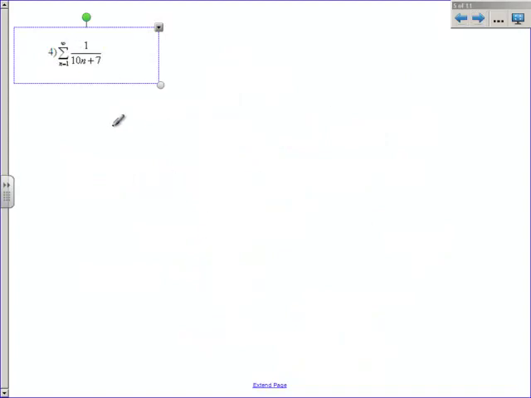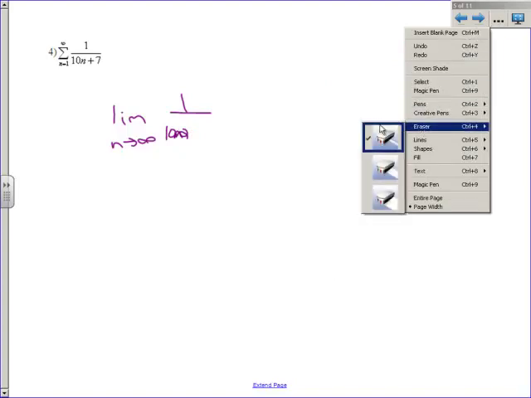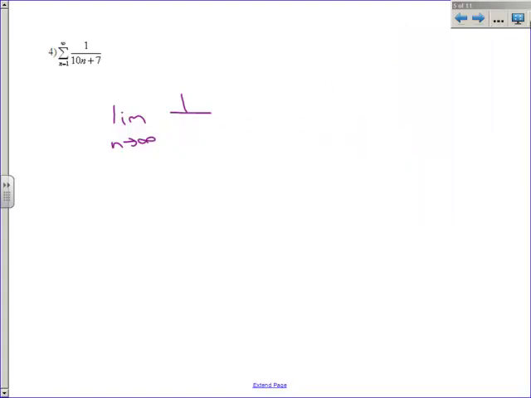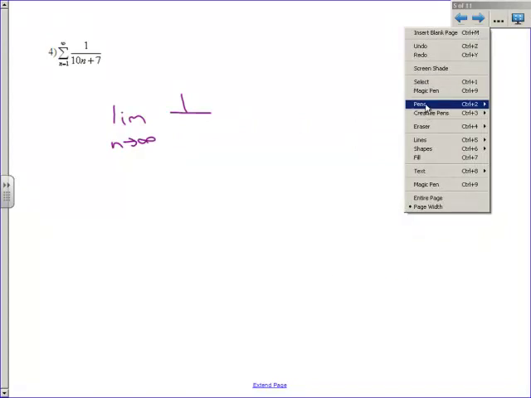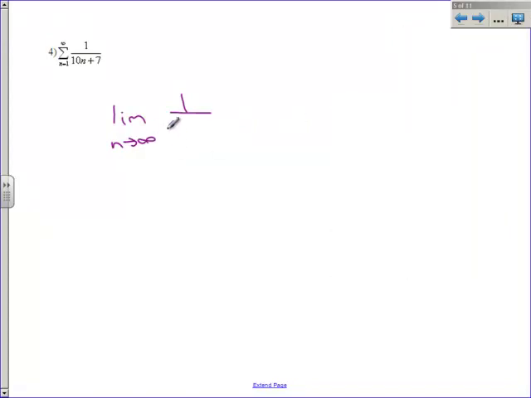Okay, number 4, the limit as n approaches infinity of 1 over 10n plus 7. Oh, we're getting the eraser out for that one. That's too much of a mistake. Try again. Love that eraser. That's fun to do. It's way funner than it looks.